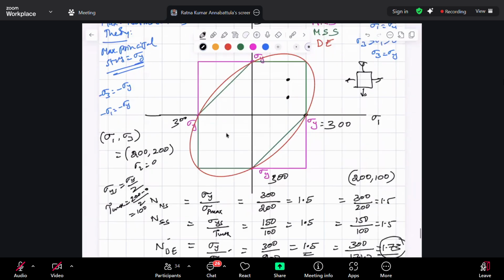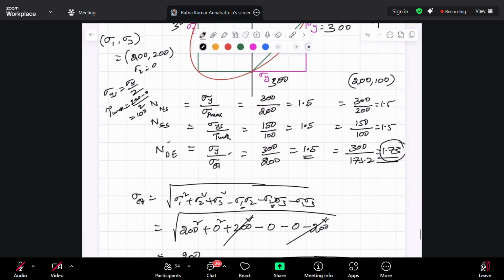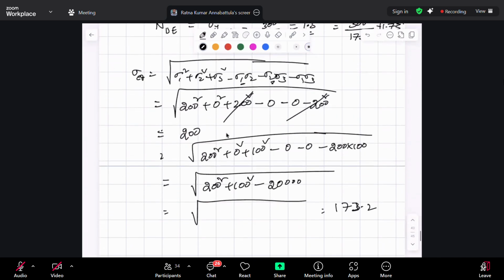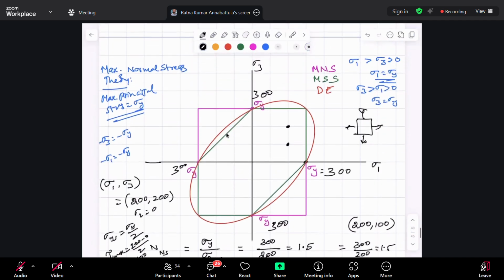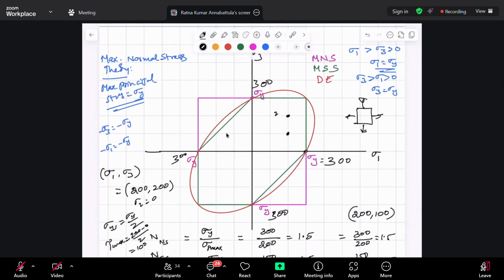Now it is 1.73. Oh, all these things did not come earlier. No. Okay, but we followed it. You followed. Okay. So this is 200 comma 200. This is 200 comma 100.